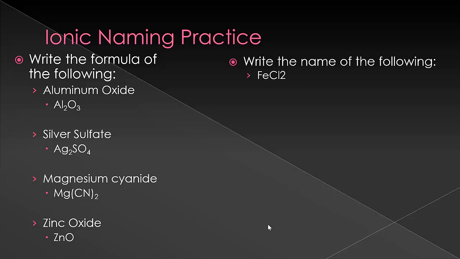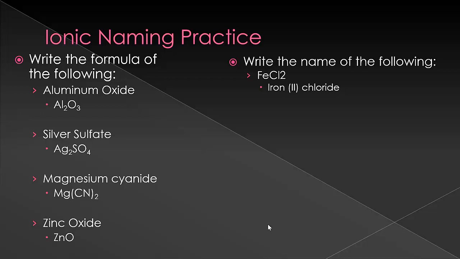So if we look at FeCl2, we can see that even though iron has 2 different oxidation states, and we need to figure out which one we're dealing with, since we know that chlorine has a -1 charge, that means in this case iron has to have a +2 charge. So we have iron(II) chloride.